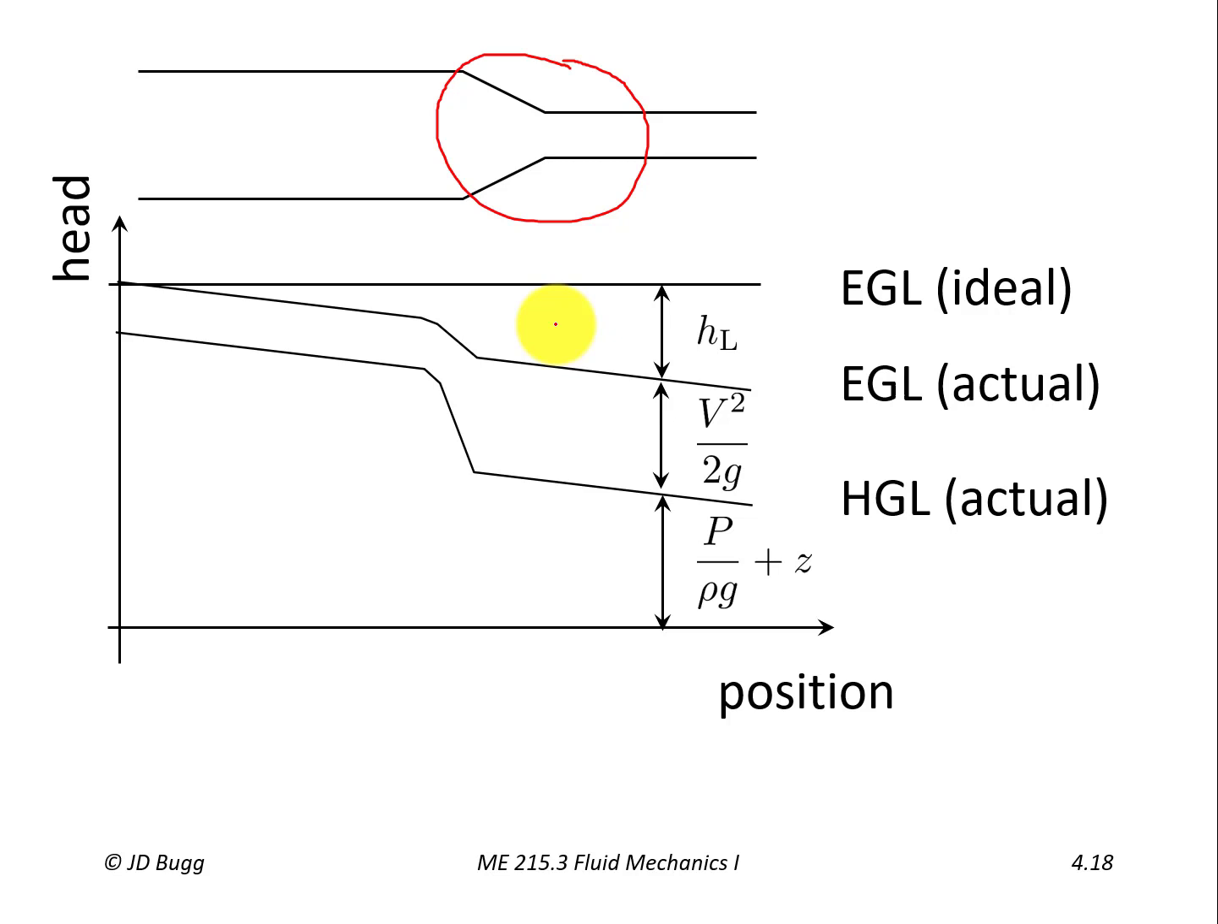So that's a brief introduction to energy grade lines and hydraulic grade lines. In the next video, we're going to look at this head loss term in detail and learn how to calculate the frictional and minor losses in a piping system.